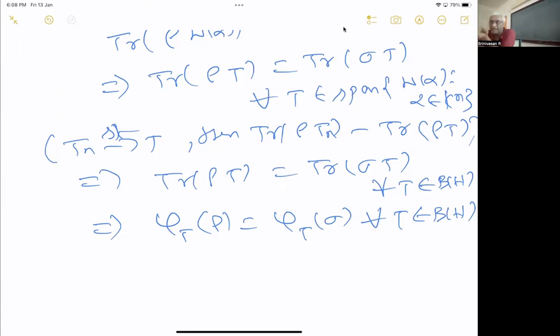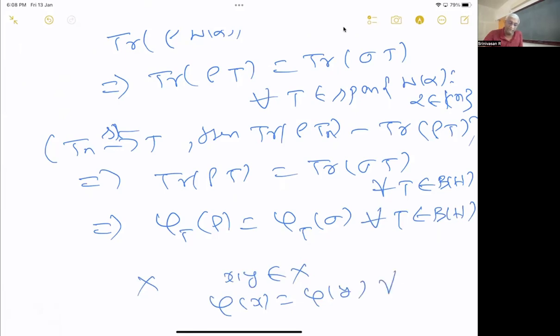Now, if you have an element in a Hilbert space, in a Banach space, I mean, this is something we haven't done in the last course, but you will learn in a later course. It is a corollary to the Hahn-Banach theorem. If X is a Banach space and you have two elements X and Y in it, with phi of X equal to phi of Y for all phi in X star, okay, then X equals Y.